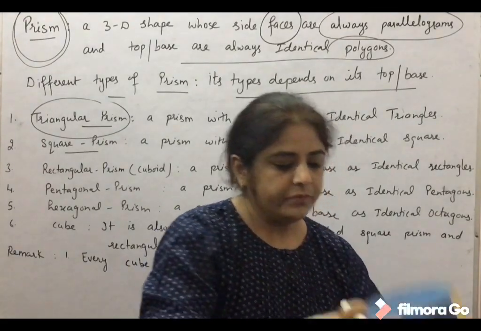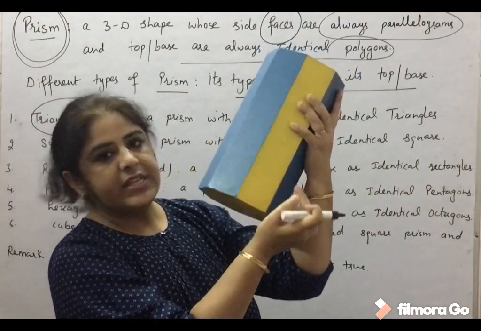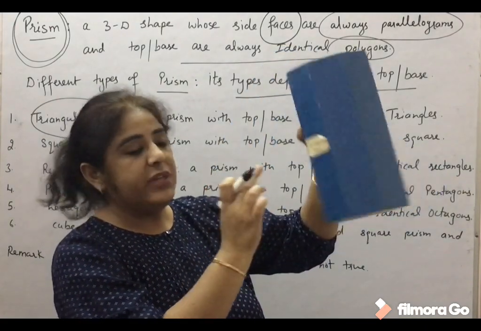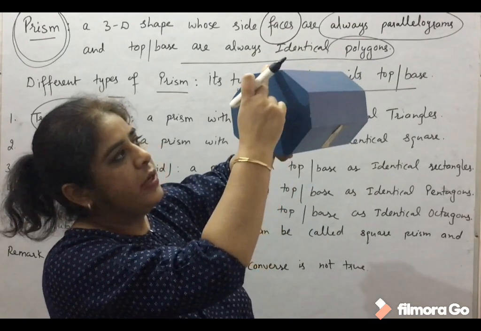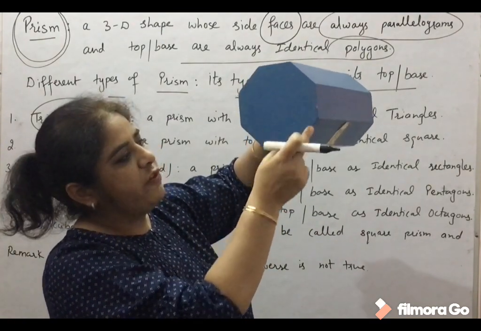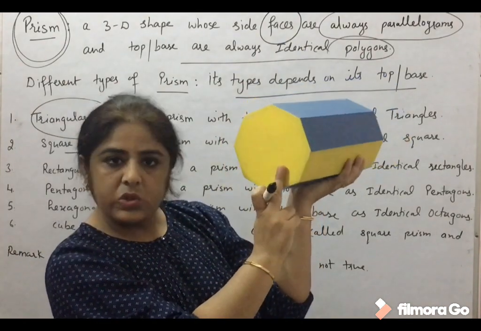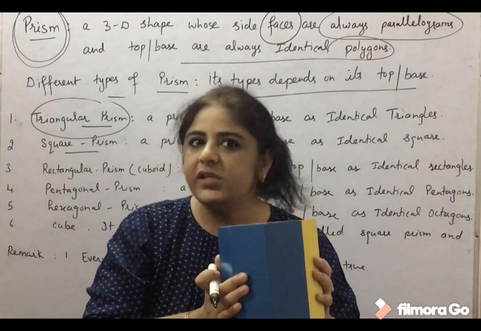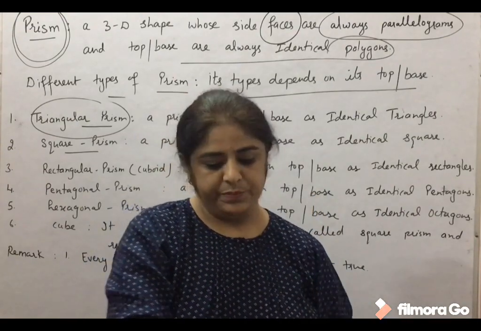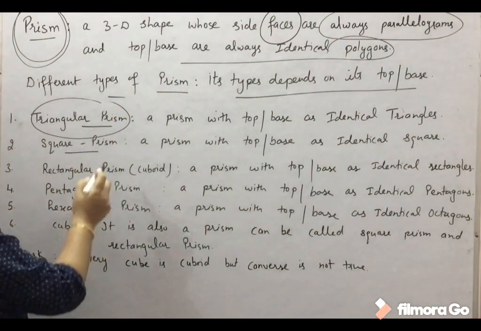Like we have this. How many sides? We are observing side faces are rectangles, meaning parallelograms. And how many sides does the polygon have? At the top, 1, 2, 3, 4, 5, 6, 7, 8. It means octagon. Base is also an octagon, and both are identical. So what is this called? Octagonal prism. So these are called the types of prism.